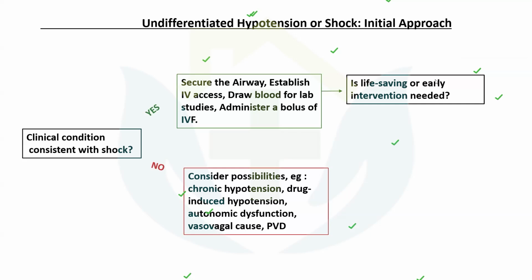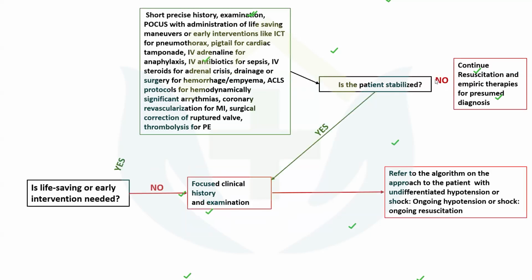If yes, then we take the history and examination, focused, with administration of life-saving maneuvers or early intervention, like ICD for pneumothorax, pericardiocentesis for cardiac tamponade, IV adrenaline for anaphylaxis, antibiotics for sepsis, steroids for adrenal crisis. If the patient is stabilized, then we again focus on clinical examination and history, and manage accordingly, resuscitate the patient. If not, then we have to recheck and continue the resuscitation.